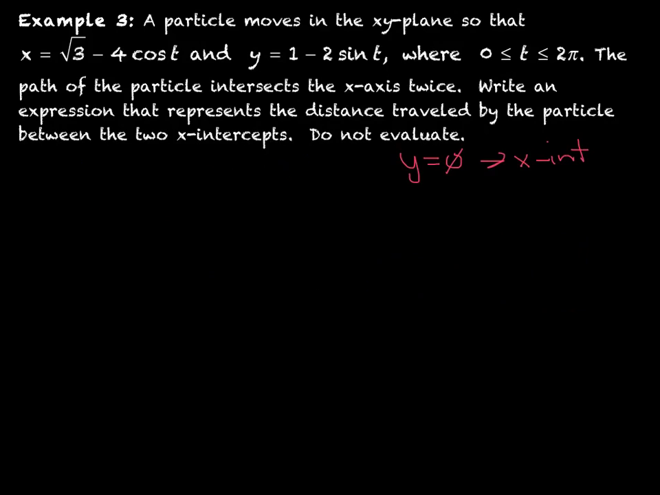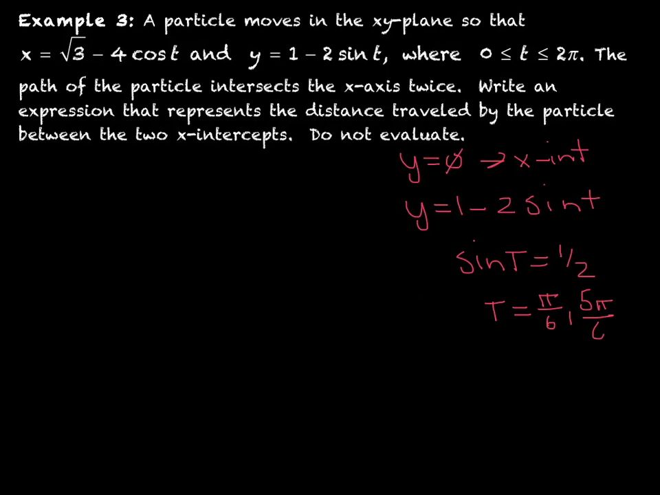So we need to set the y equation, y equals 1 minus 2 sine of t, equal to 0. All right, so sine of t is going to equal 1/2. And so when we think about the unit circle, this is going to occur at two angles, one in the first quadrant, which is pi over 6, and the other is 5 pi over 6.